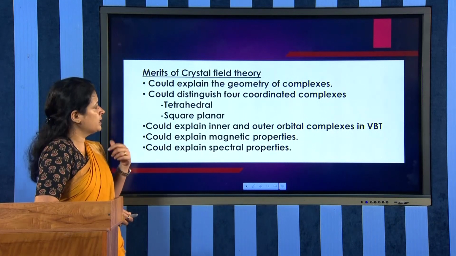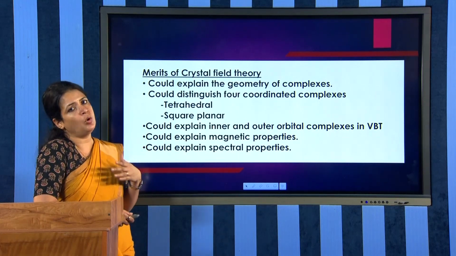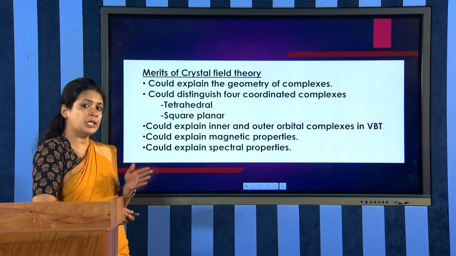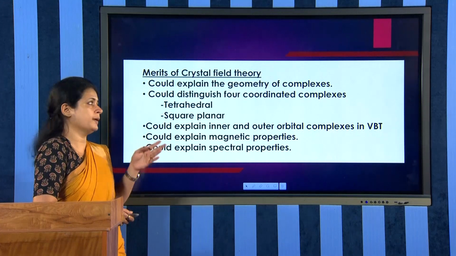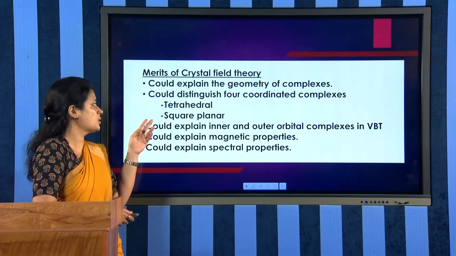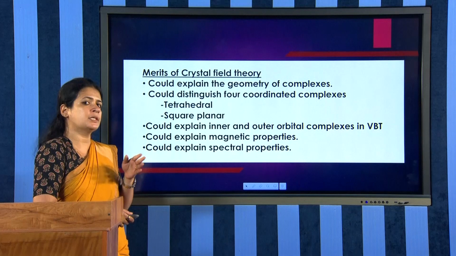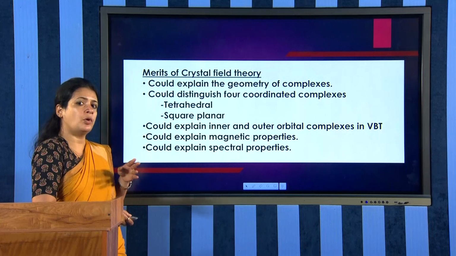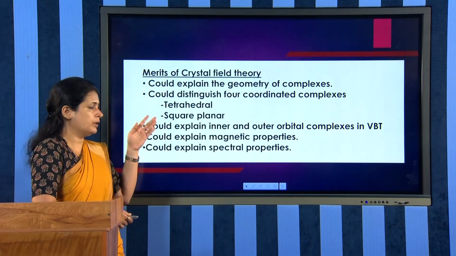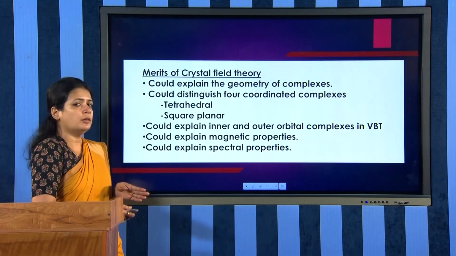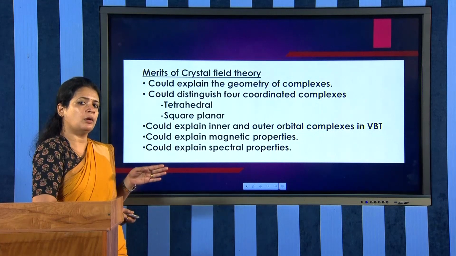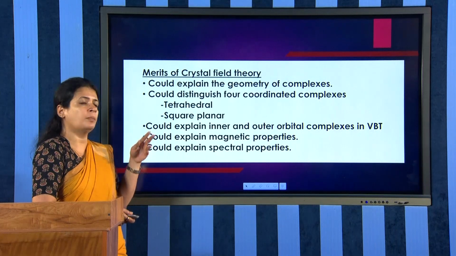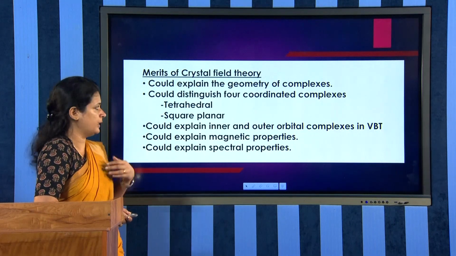And the second one is when we are considering the four coordinated complexes, it could distinguish two types of four coordinated complexes, that is tetrahedral and square planar. Whether a complex forms a tetrahedral geometry or whether it forms a square planar geometry, that type of distinction between the four coordinated complexes could be given by the crystal field theory.